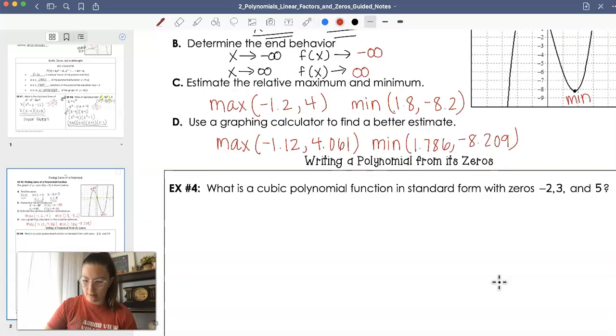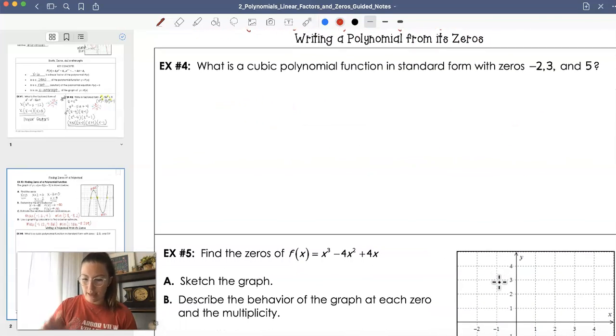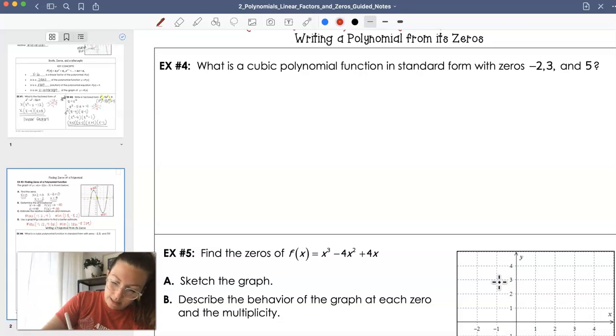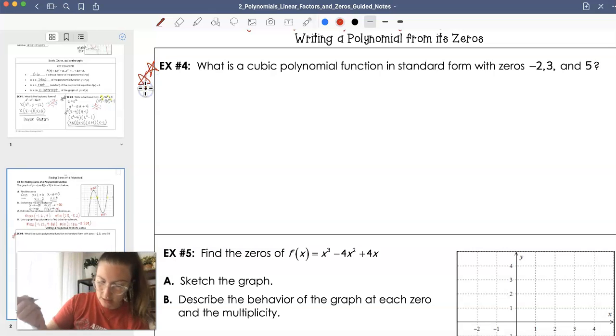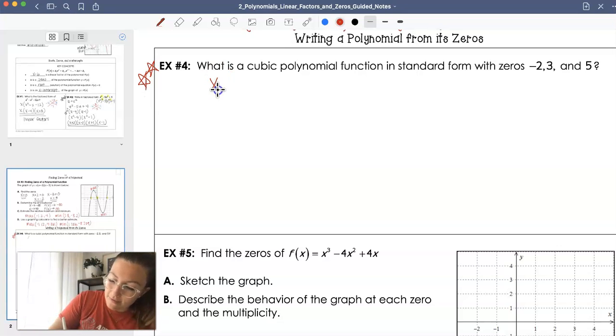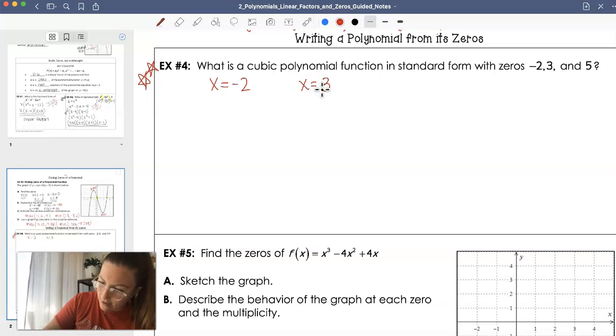All right, let's move down. This is a great question. You will see these on lots of tests. It says, what is the cubic function in standard form with these zeros? So it's giving us the end result after factoring. These are the zeros, and now we want to go backwards. What was the original polynomial function that gave me those zeros? Let's star this. You will see this on your test, 100%. It's common. Okay, so we have x equals -2, x equals 3, and x equals 5.